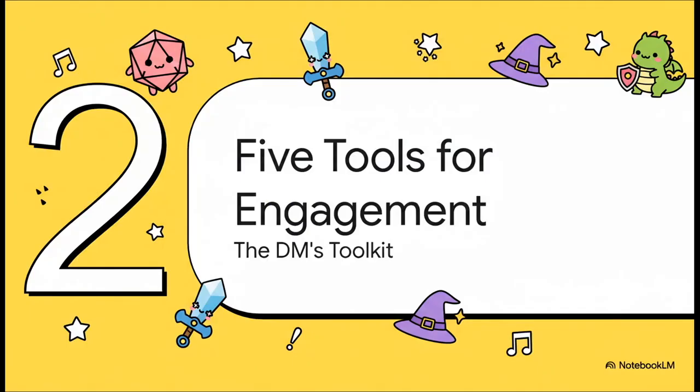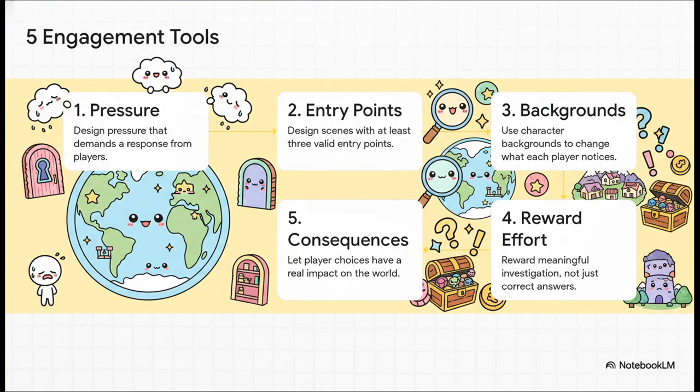So how do we do it? How do we actually build these compelling situations, systematically? Well, I've got 5 really powerful tools for your DM toolkit that are going to lay the foundation for a way more dynamic and engaging game. So here's the plan. We're going to dive into designing with pressure, not direction. We'll talk about creating multiple ways into every scene. We're going to make those character backgrounds matter. We'll get into rewarding effort and finally, build a world that actually reacts to what your players do.